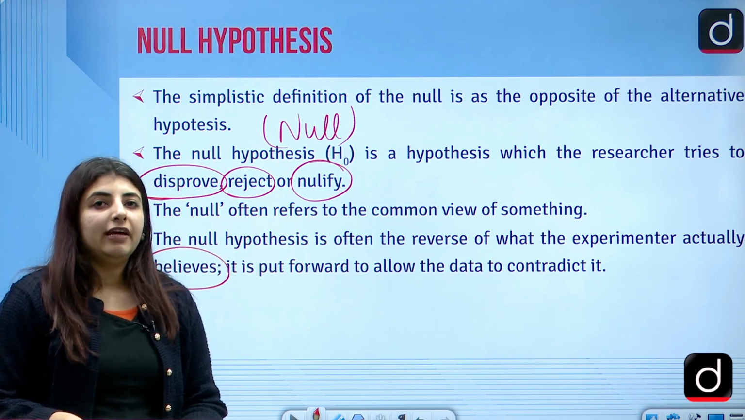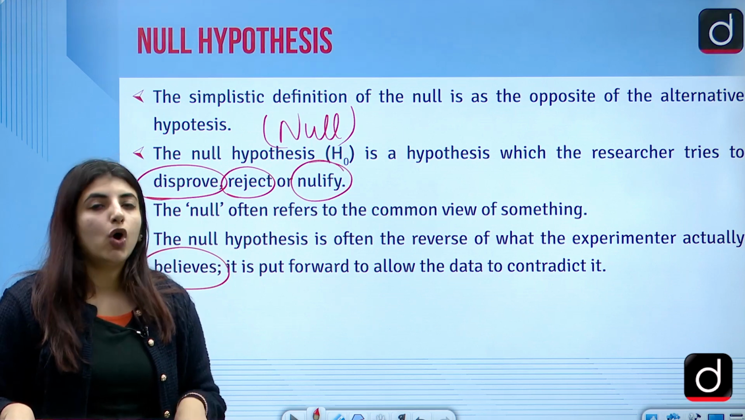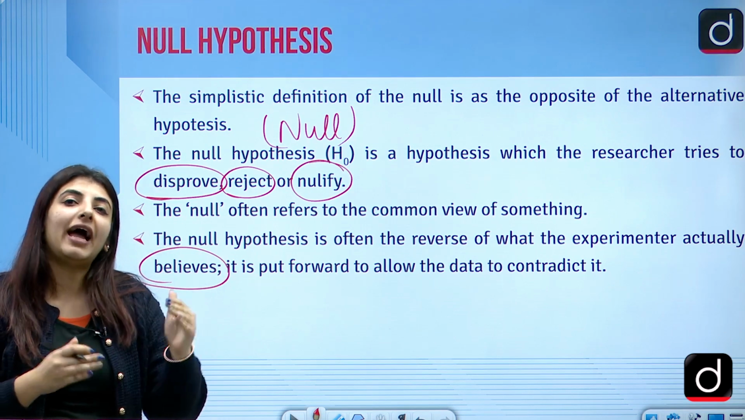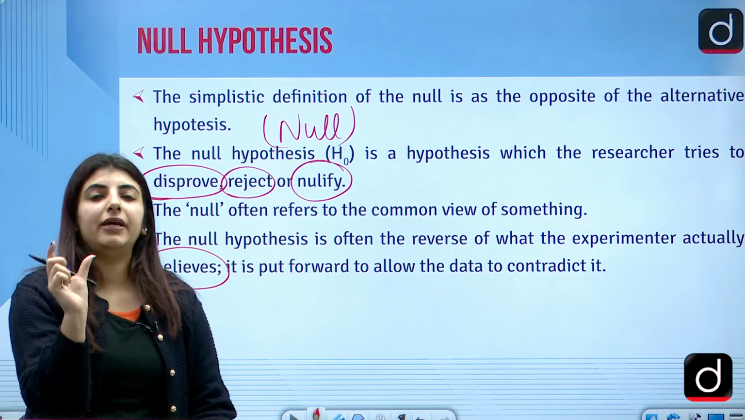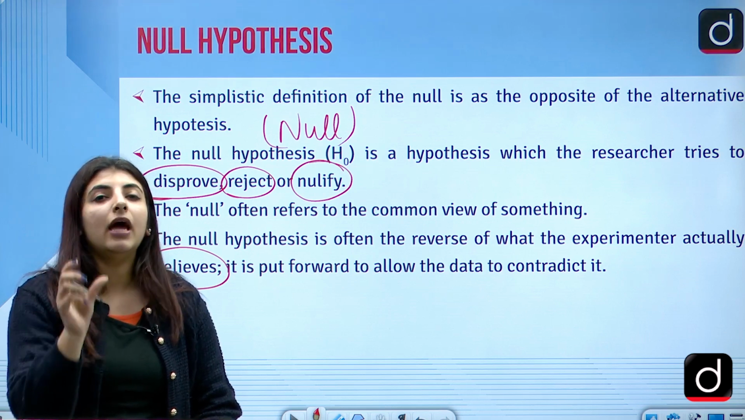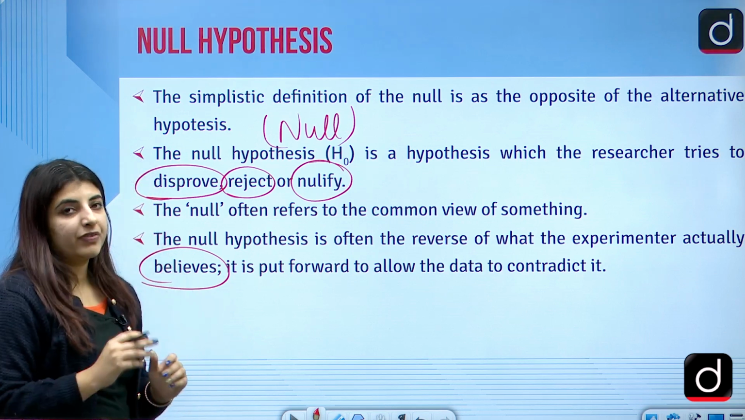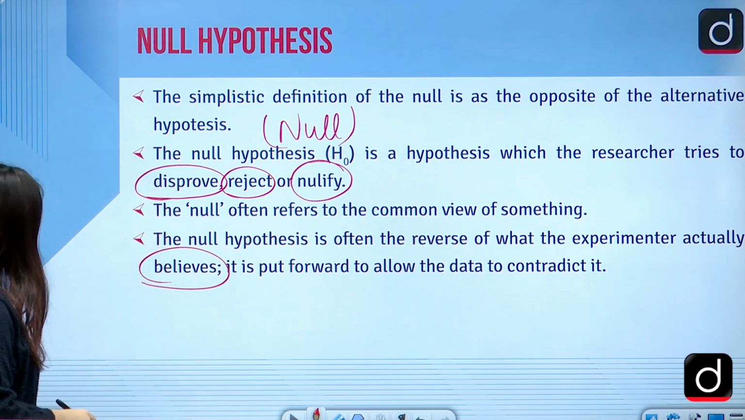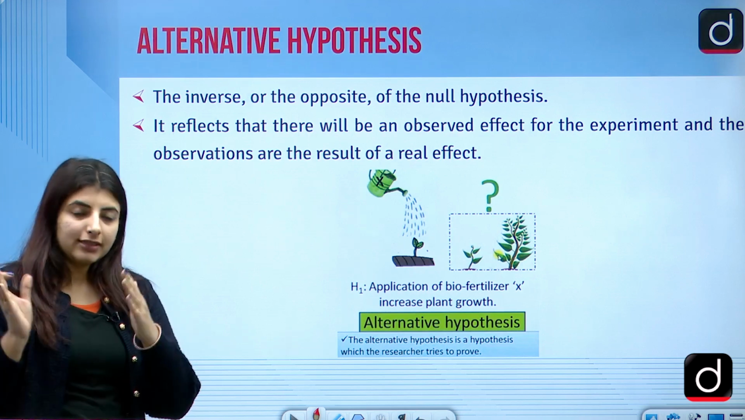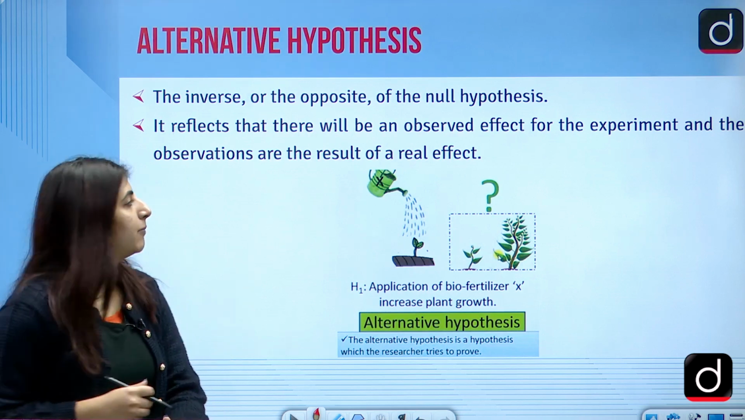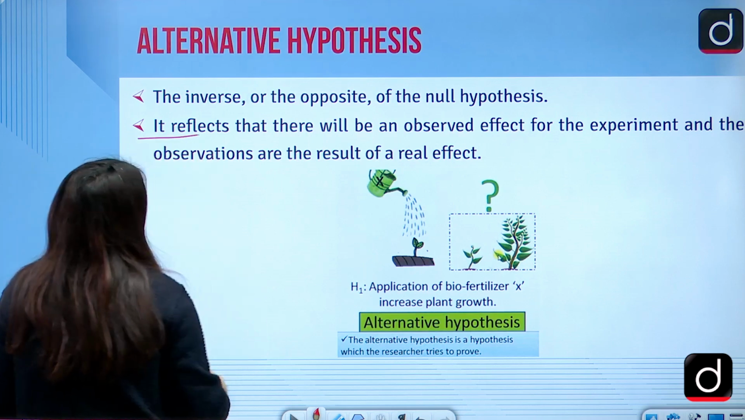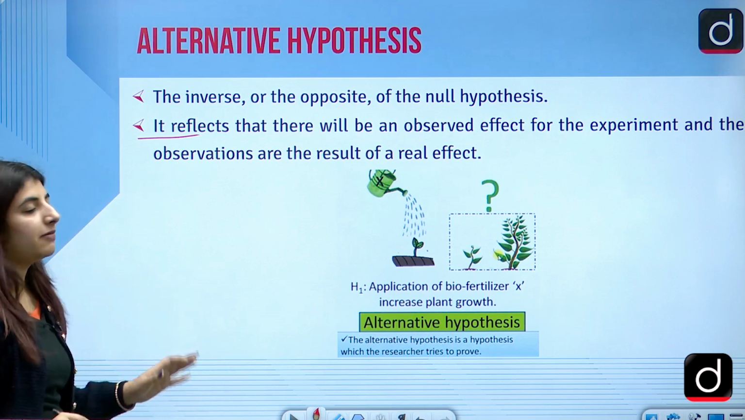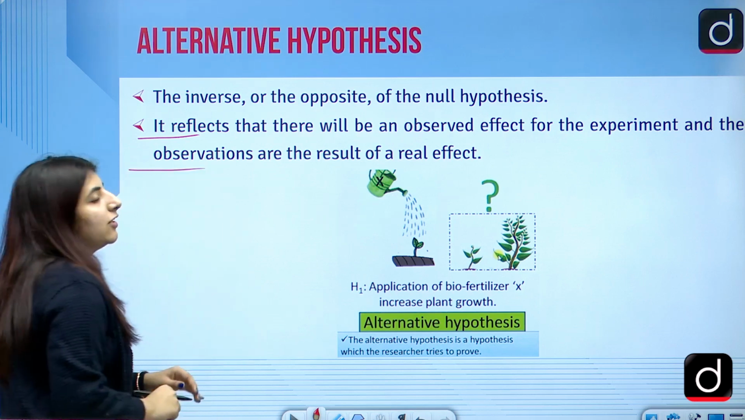So, if you believe that a fertilizer has an effect on the plant growth, you will say that it does not have an effect on the plant growth. That will be the 'does not' statement, which will be the null hypothesis for you, right? Because you want to reject it, you want to disprove it, correct? Alternative hypothesis is the opposite of the null hypothesis, right? It reflects that there will be a difference, that there will be an observed effect for the experiment and the observations are the result of a real effect.